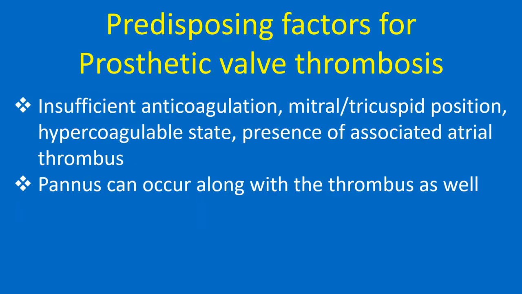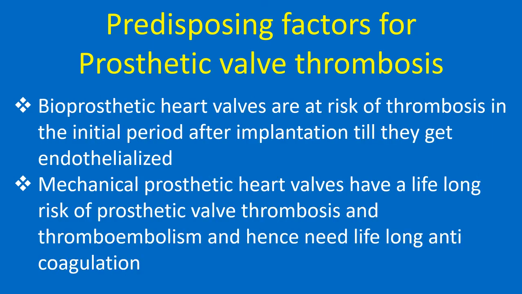Predisposing factors for prosthetic valve thrombosis. Insufficient anticoagulation, mitral or tricuspid position, hypercoagulable state, presence of associated atrial thrombus. Pannus can occur along with the thrombus as well. Bioprosthetic heart valves are at risk of thrombosis in the initial period after implantation till they get endothelialized.